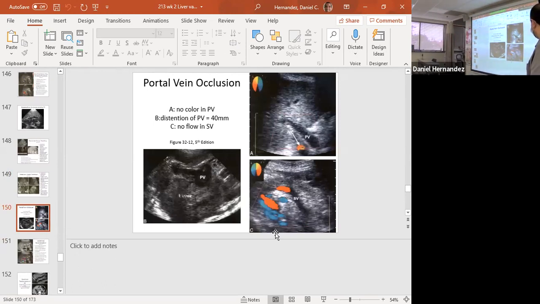So here we have a picture for portal vein occlusion. So again, no color flow demonstrated. Distension of the main portal vein. So in this case, it measured 4 centimeters or 4 millimeters. And no flow in the splenic vein as well. So we have a good image with our pancreas, splenic vein underneath the tail of the pancreas. It's also demonstrated no flow.